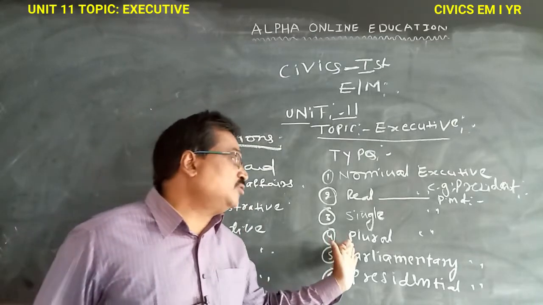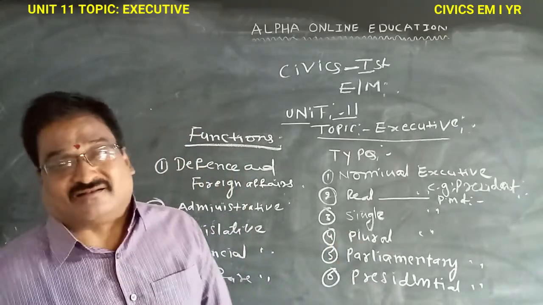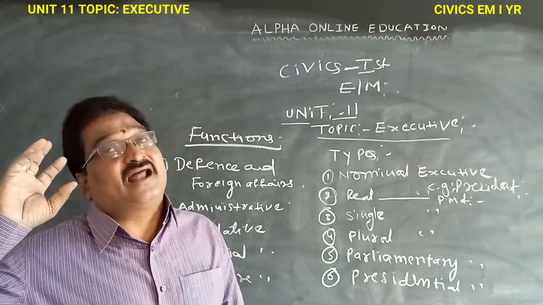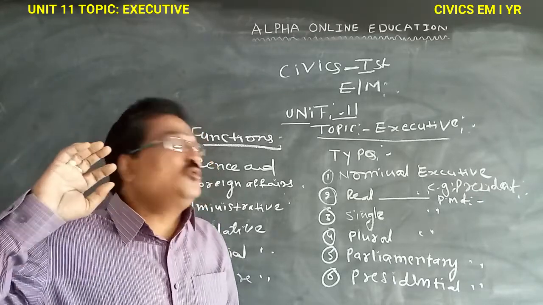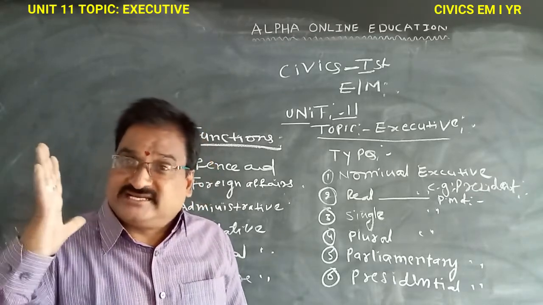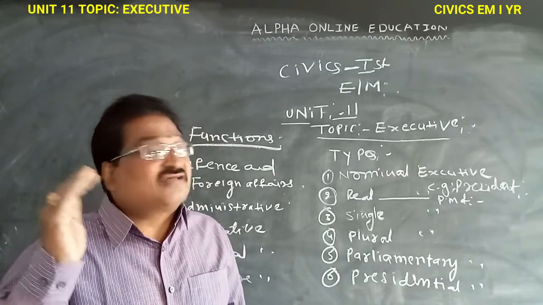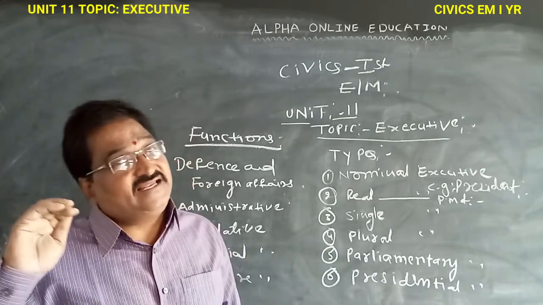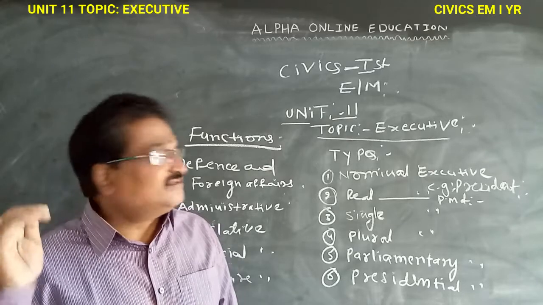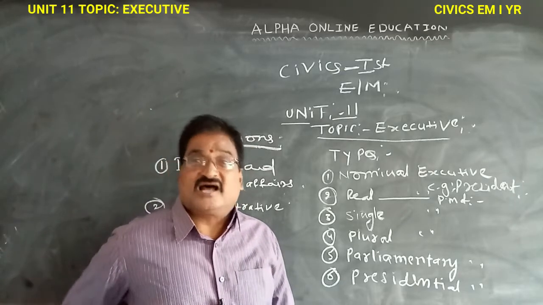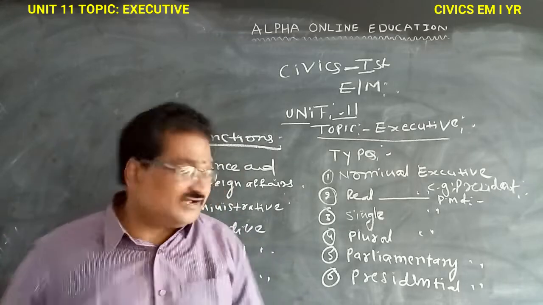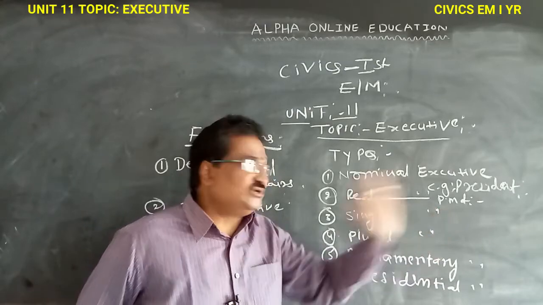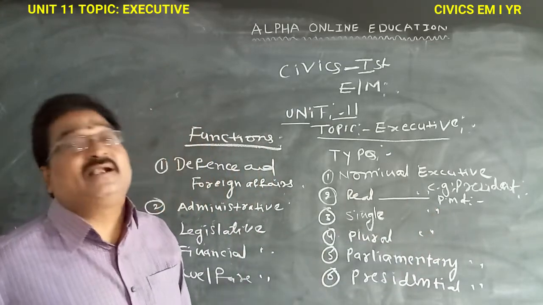And then the plural executive: not only one, but two or three or four members maintain the authority. That is the plural executive. In a single executive, the authority is in only one man's hands. In a plural executive, the authority is at various levels. And then the parliamentary executive.